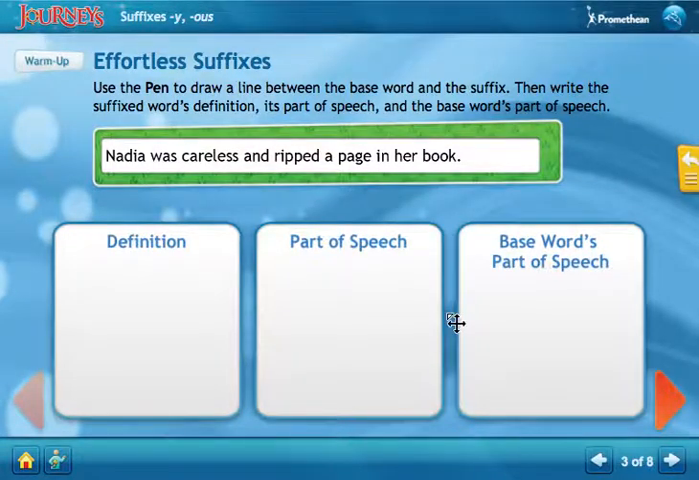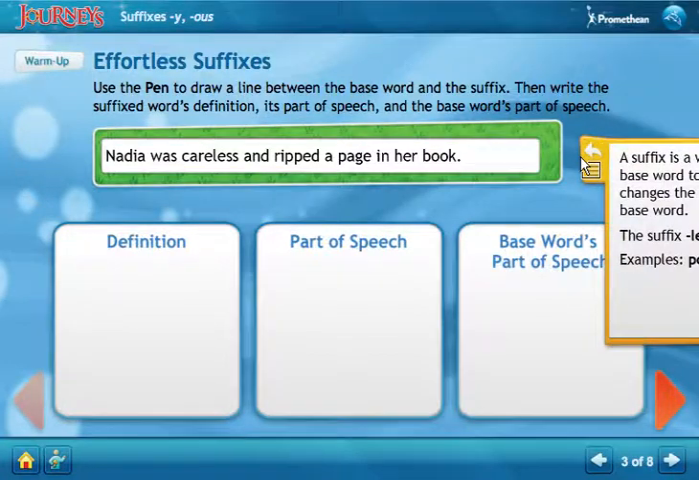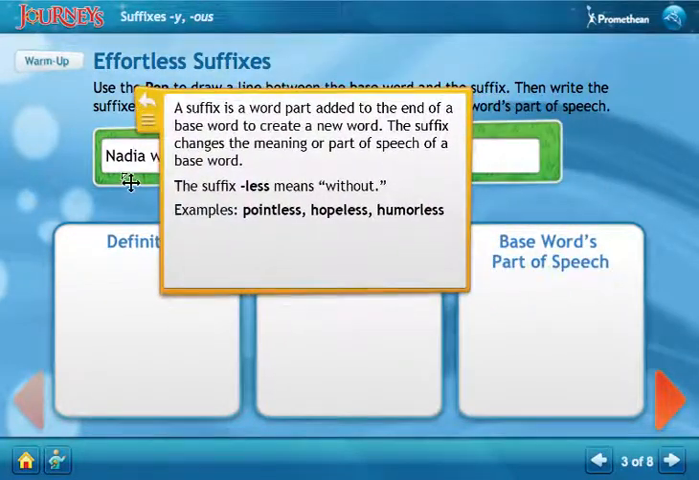So first, let's begin this warm-up and talk a little bit more about what a suffix is. Remember, a suffix is a word part added to the end of a base word to create a new word. The suffix changes the meaning or the part of speech of a base word, and usually both.